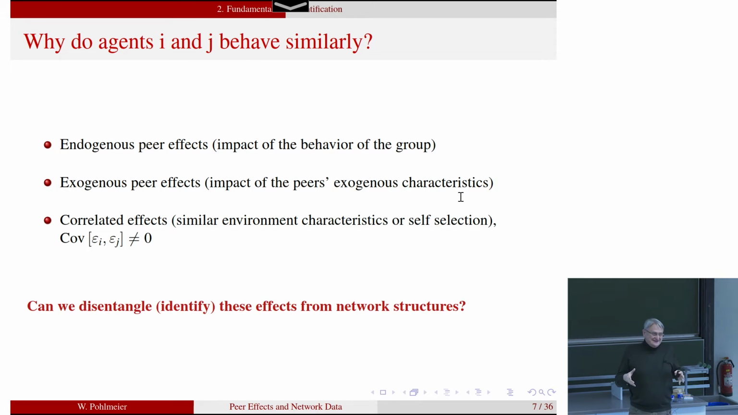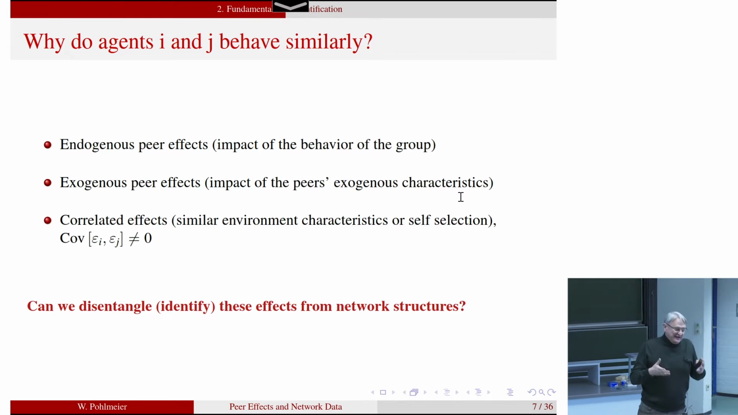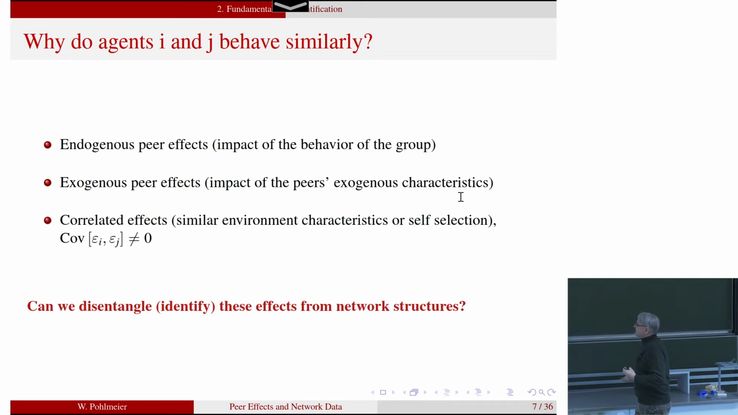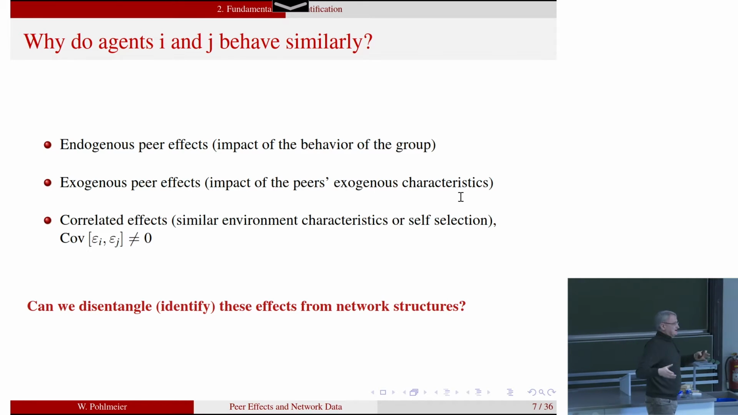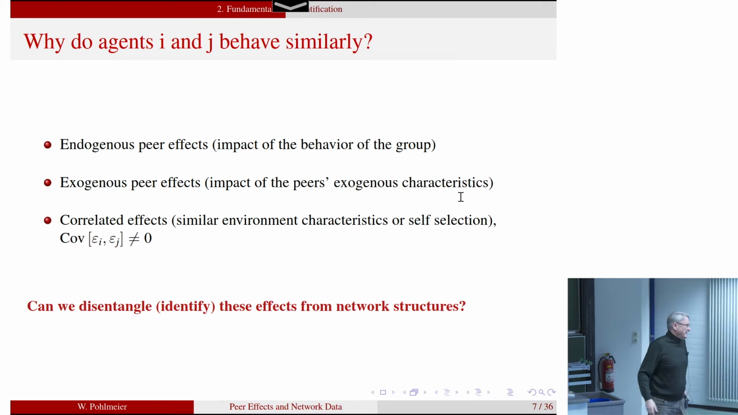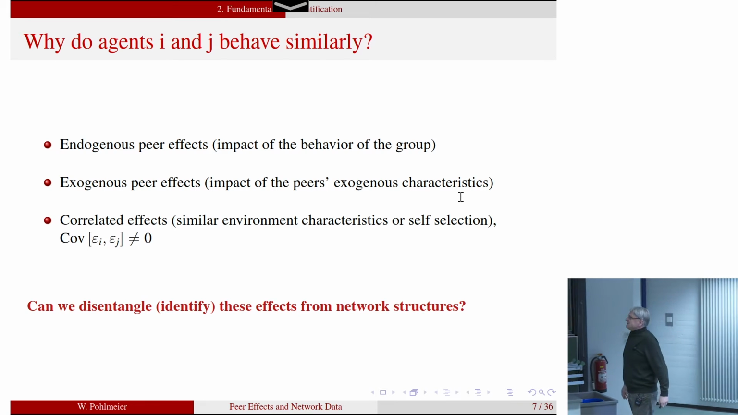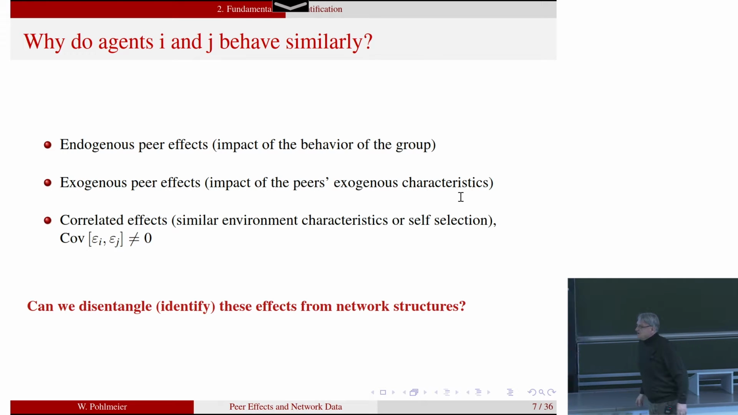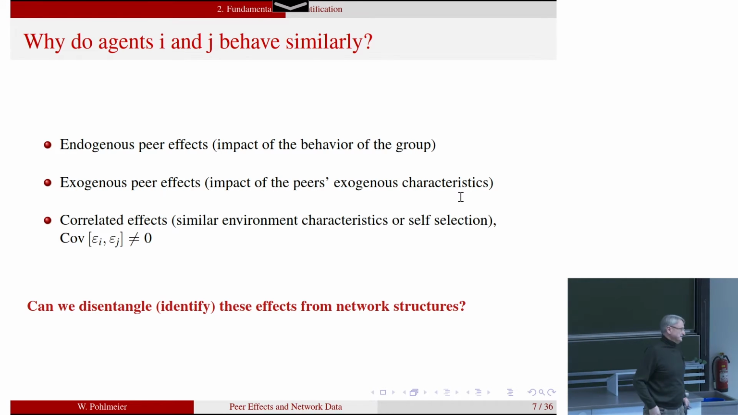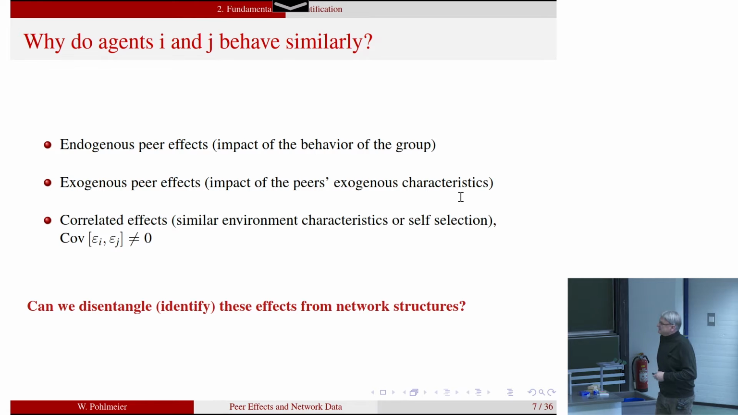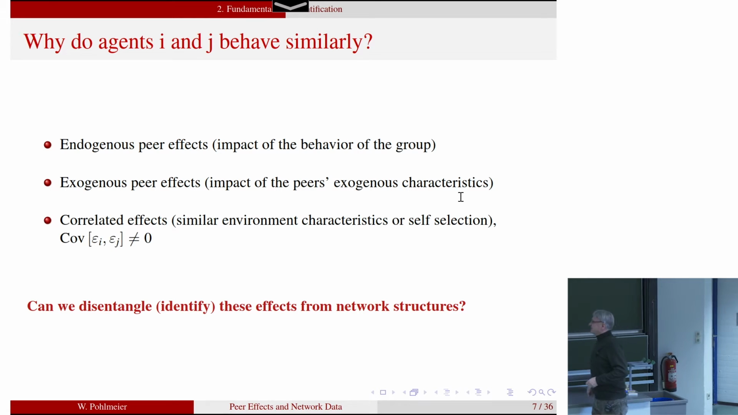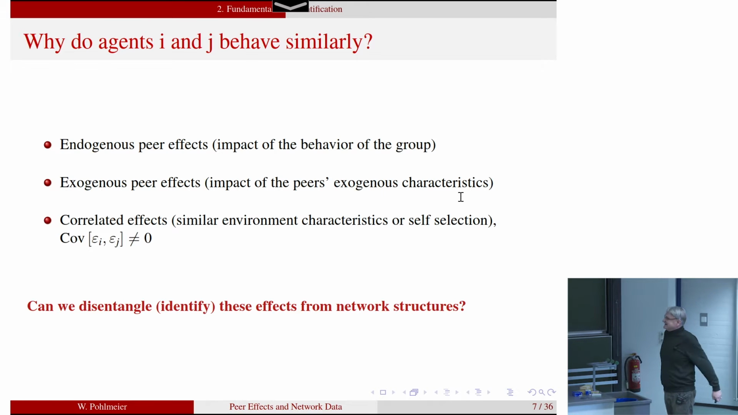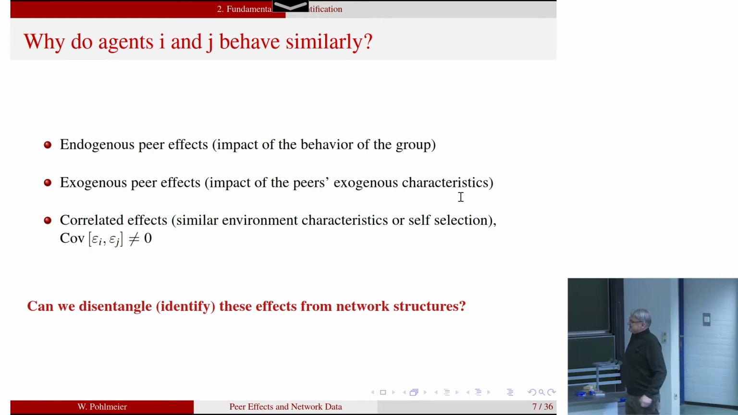So the identification problem is, why are two people behaving similarly? That could be, there are endogenous peer effects. They are in a research cluster, which is also something like a network. There could be exogenous peer effects. So we have the same background, and that's why we behave similarly. And there could be something like these unobserved factors that drive our behavior in a similar fashion.